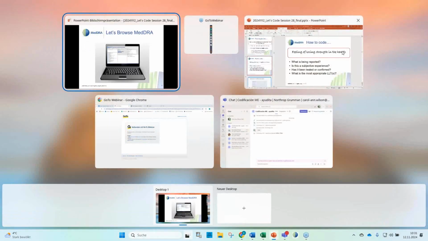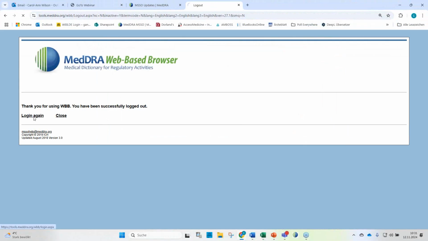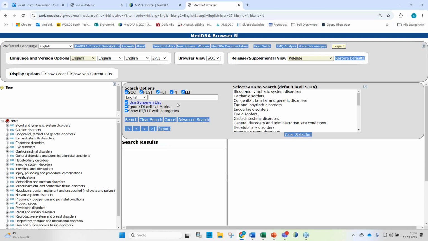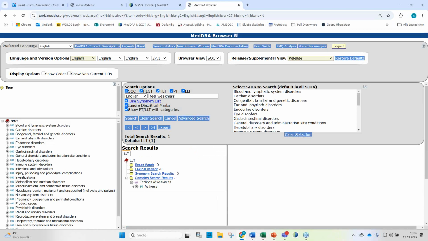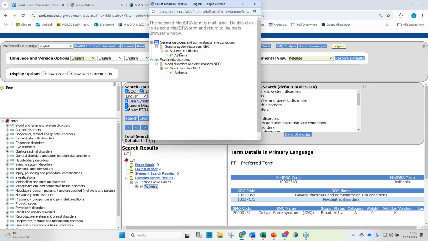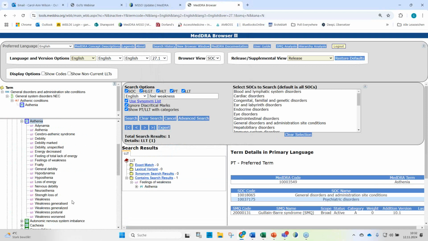and switch to the browser. Here is the browser. I have to log in. So let us search for the coding options that we had in the poll. So feeling of weakness was one. If I search for it, here it is. It's grouped under asthenia. If I right mouse click, go to browser, asthenic conditions. So this is debility. This is not actually weakness, generalized strength, loss of. This is actually not what has been reported. It's a specific finding. It's a feeling of weakness in the hands. So asthenia would not be appropriate.